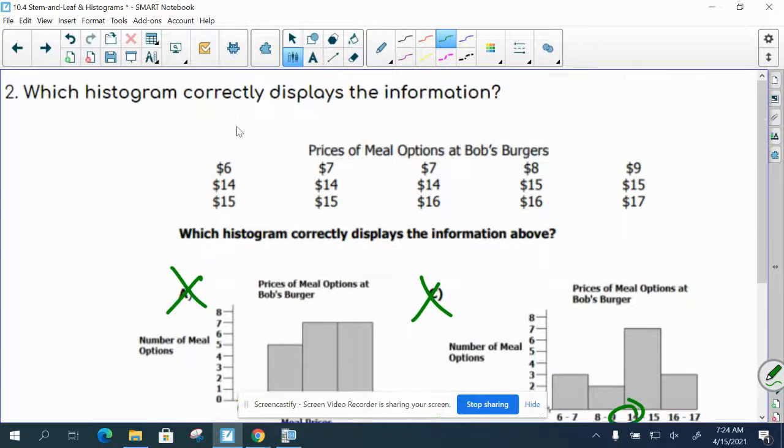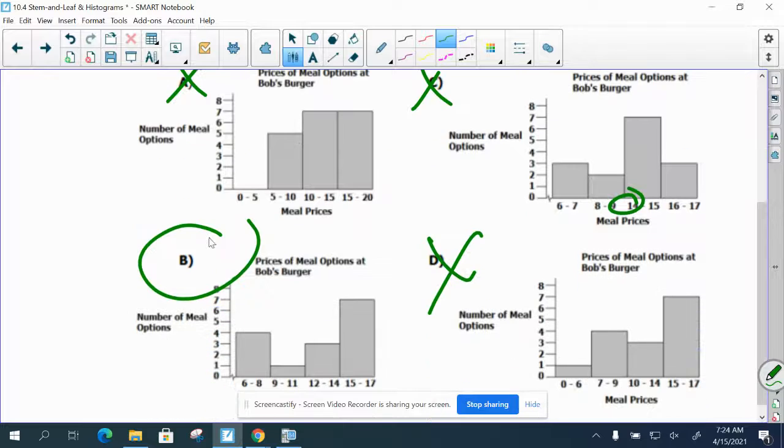So do you actually have to count these up and make your own histogram? A lot of times you don't. You just need to look at which one is set up correctly or which one has errors in it.